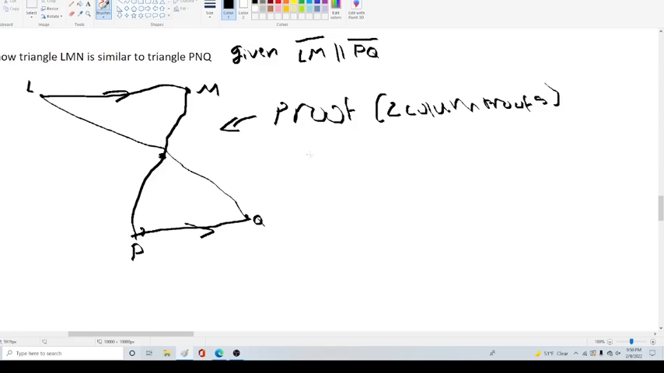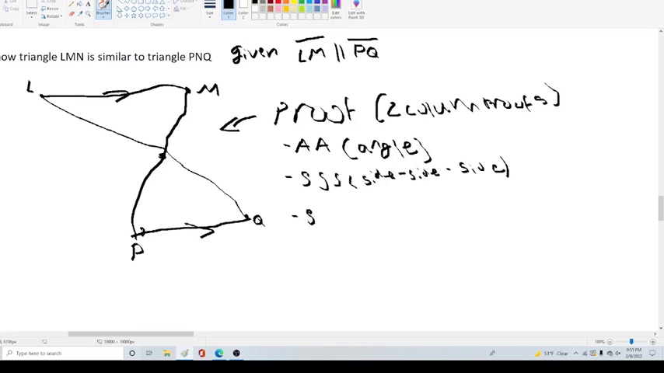So there are three postulates that we can use to show a similarity. There is AA, which is angle, angle. If we have two angles that are next to each other in both of the triangles, then by the angle-angle postulate, they are similar. Now, the second one, side-side-side, says that if all three sides of this triangle are proportional to all three sides of that triangle, therefore they're similar.